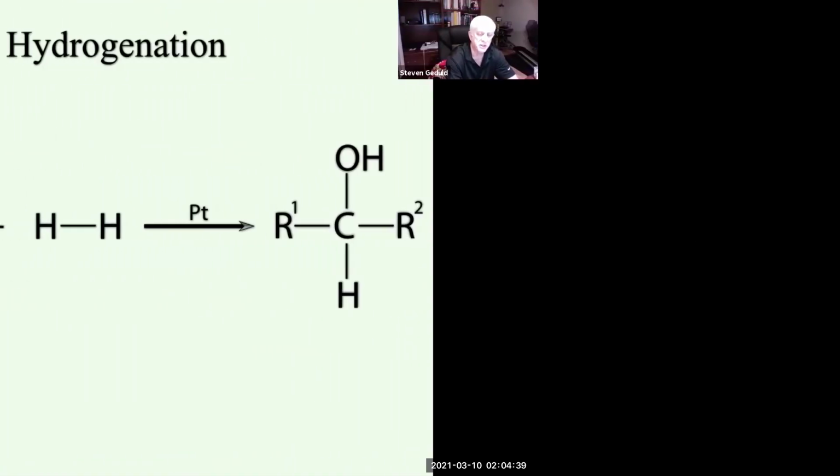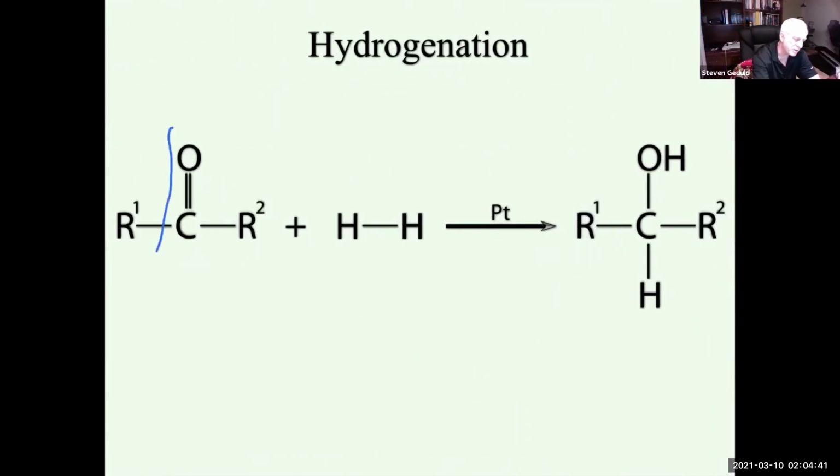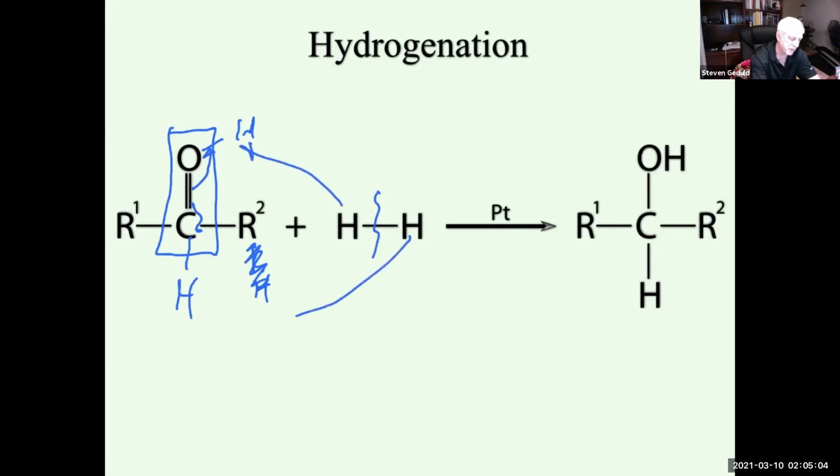So hydrogenation. We're adding hydrogen to the carbonyl group. This is a ketone. If this was a hydrogen, that'd be an aldehyde. But this is the ketone here. So we're adding hydrogen across the bonds. We're going to add a hydrogen to here, open this bond up, electrons go here, and add a hydrogen to here. So it splits this bond here. One goes up here, the other one goes to the carbon of the carbonyl group.